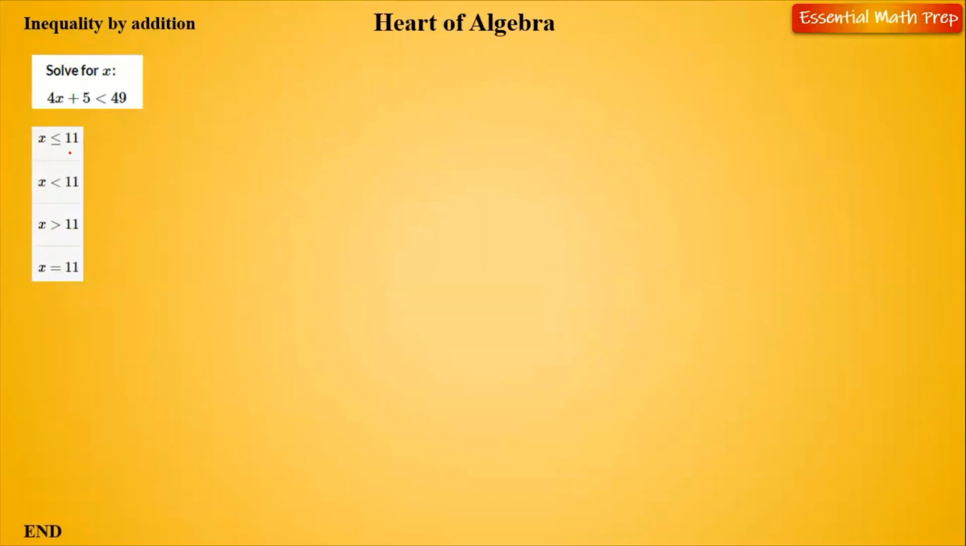And this is the last problem in the series of videos on inequality by addition. So let's get going. So we have 4x plus 5, which is less than 49. So if we subtract 5 on both sides, we end up with 44, and x is less than 11. And this is the answer.